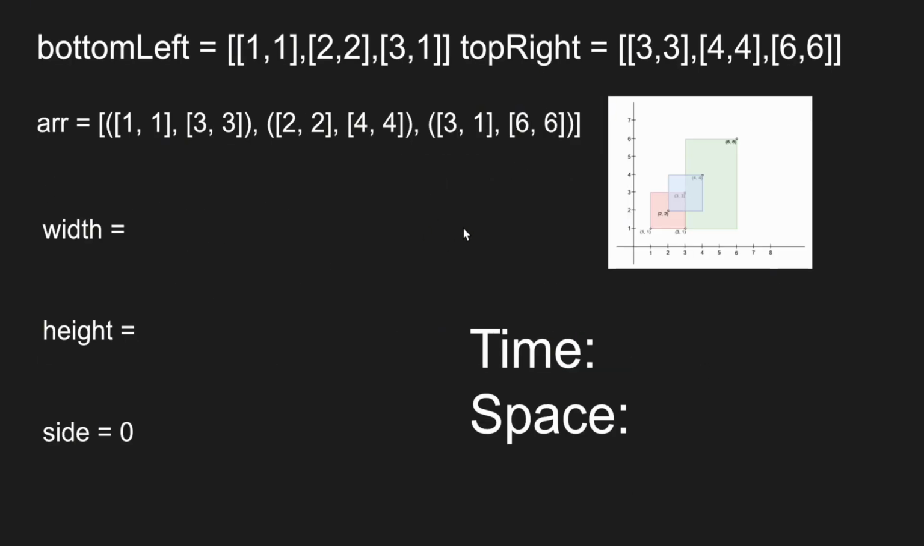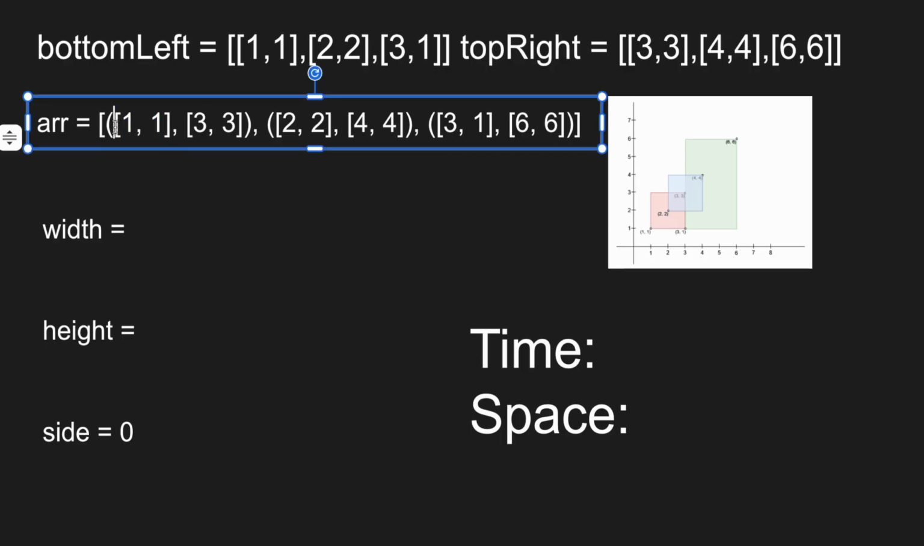So let's go over this example real quick. So first, we will take the bottom left and the top right array, and then we will pair them. So now the bottom left coordinate is paired with the top right coordinate of that rectangle. So first, we'll intersect these two rectangles. For the width, the smaller of the top right x coordinate is 3.